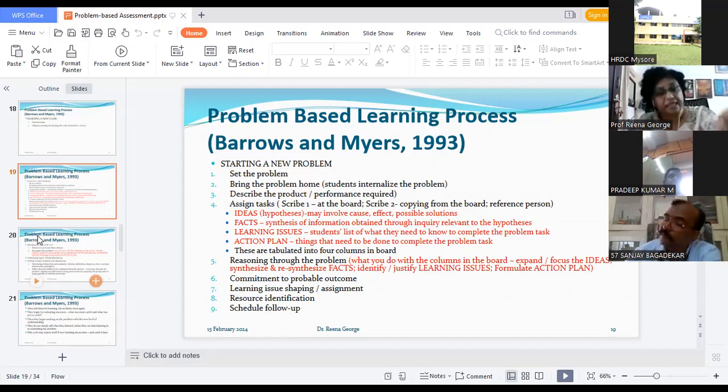Okay, and then the 4th column is action plan. There we list down what things are to be done to complete the problem task. They will have to go out, visit an organic farm, have a series of interviews with the farmers there.